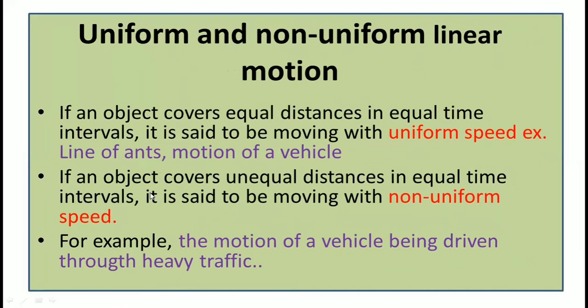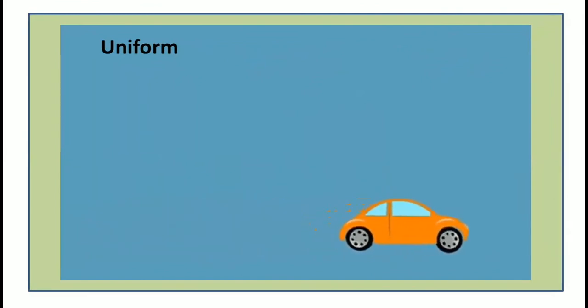If an object covers unequal distances in equal time intervals, it is said to be moving with non-uniform speed. For example, the motion of a vehicle moving through heavy traffic. One car moves for some time, then stops, then starts again. That is unequal movement, so it is called non-uniform linear motion. Here you can see one car moving with uniform motion.